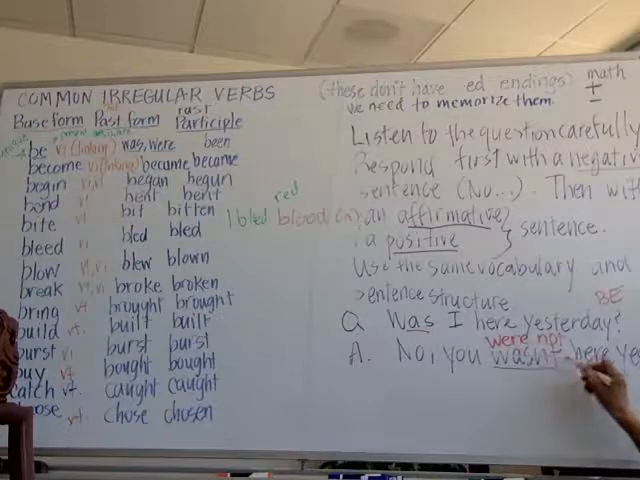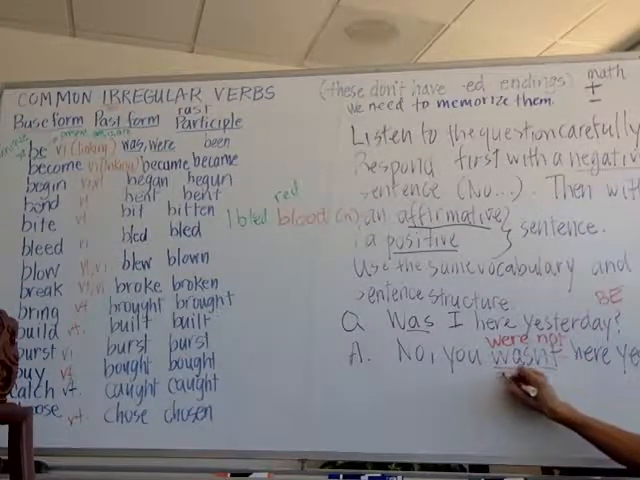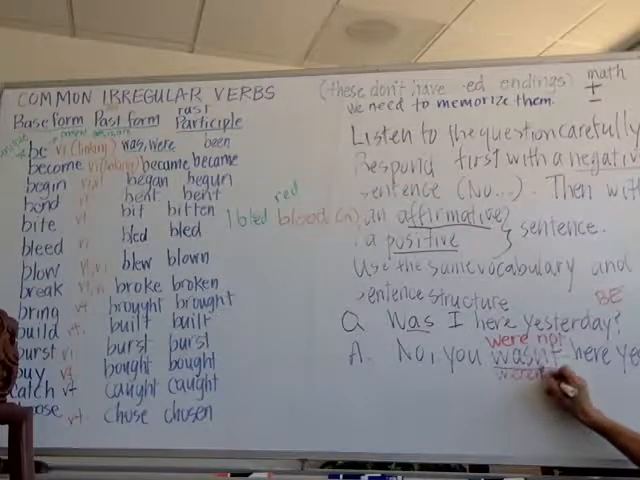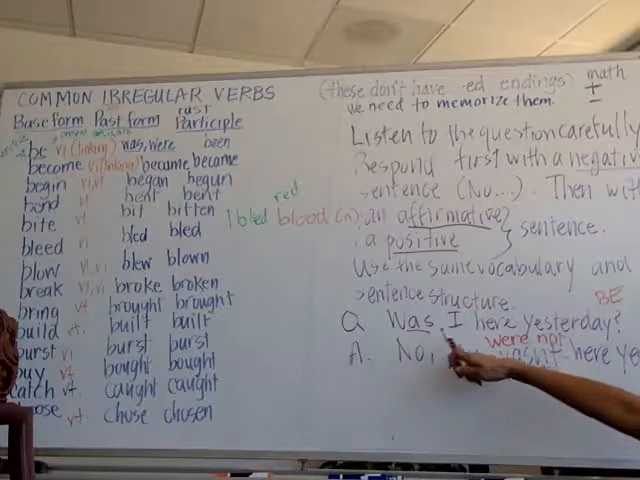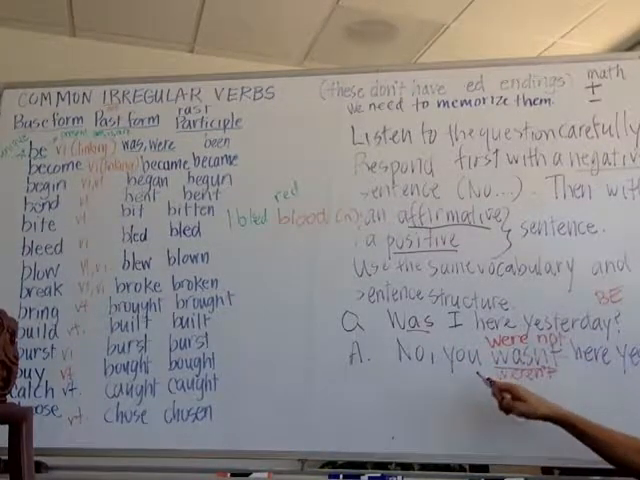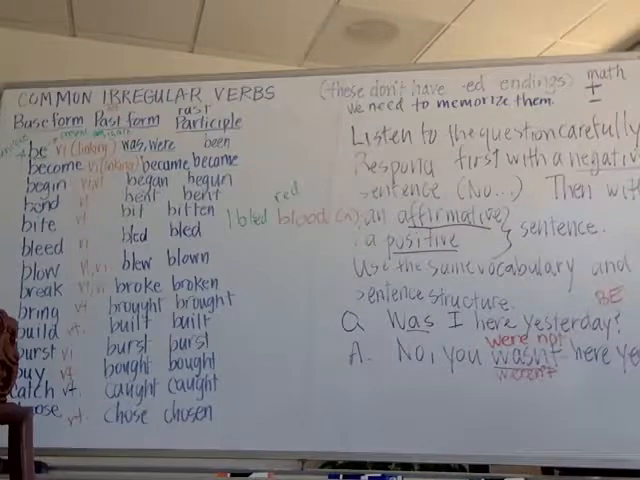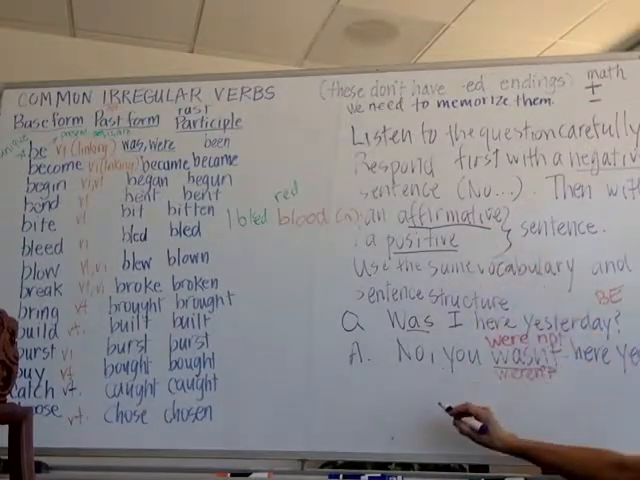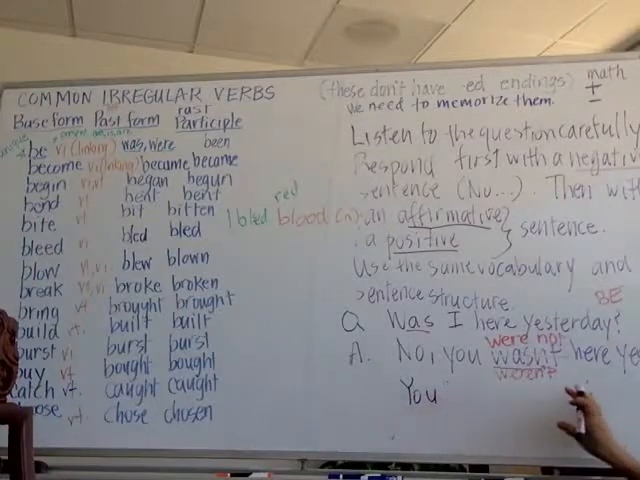Yeah. And if we want to make it shorter, you weren't. Okay, so we could say you weren't. Not wasn't. Okay, so if I say was I here yesterday, then your correct answer would be you weren't. No, you weren't here yesterday. Okay, so now you have to add another sentence, but it has to be affirmative. So, no, you weren't here yesterday.